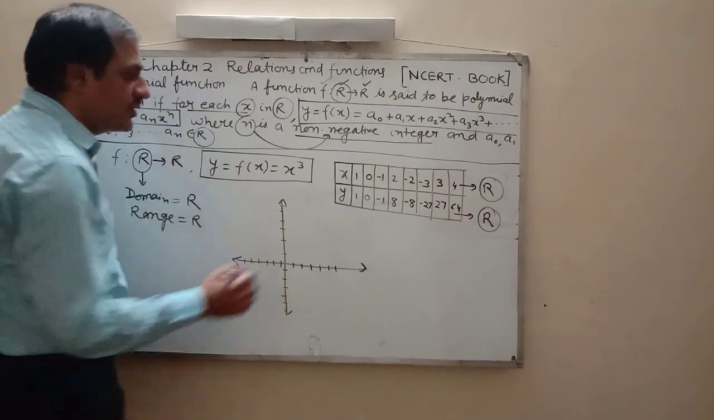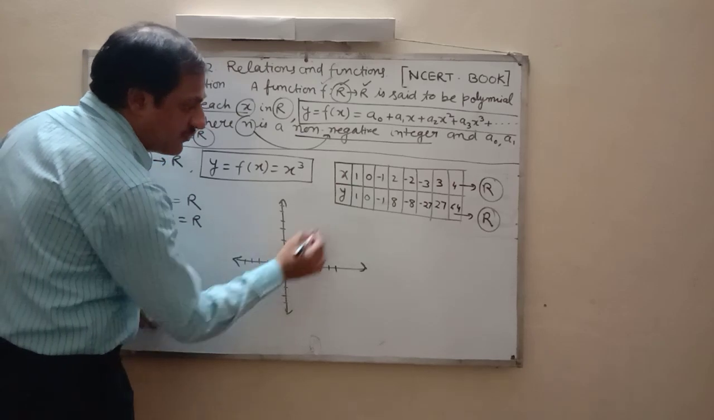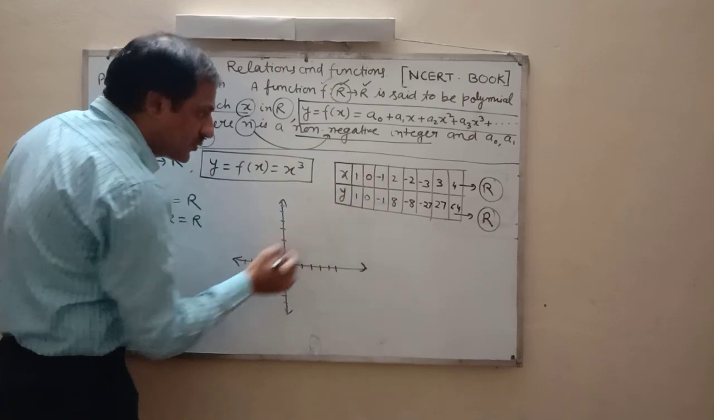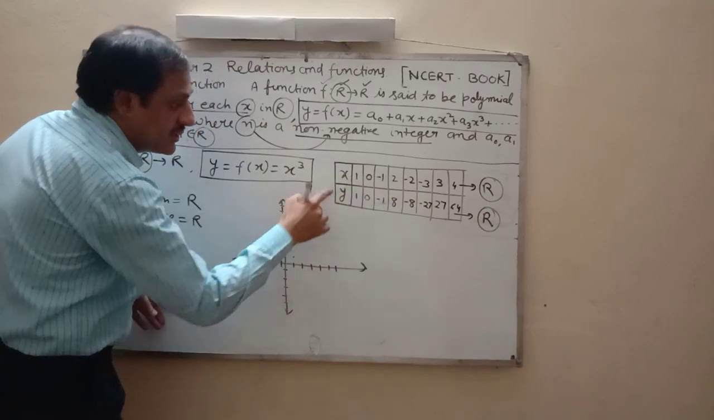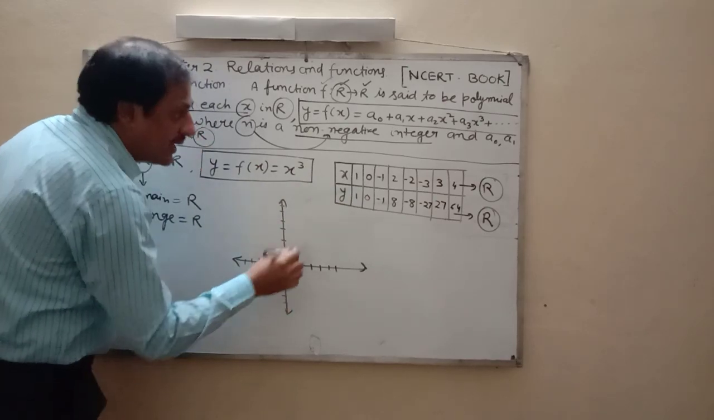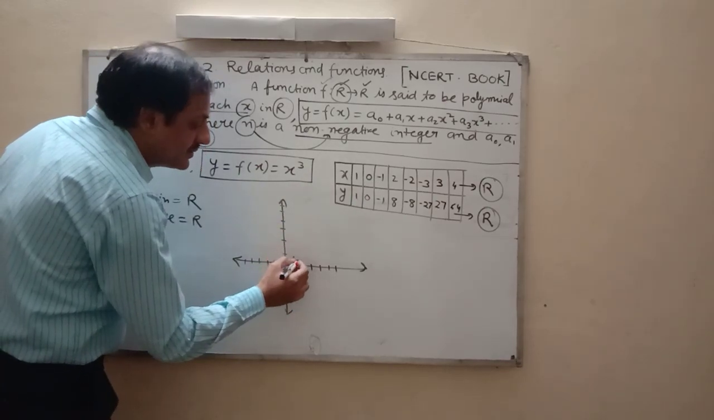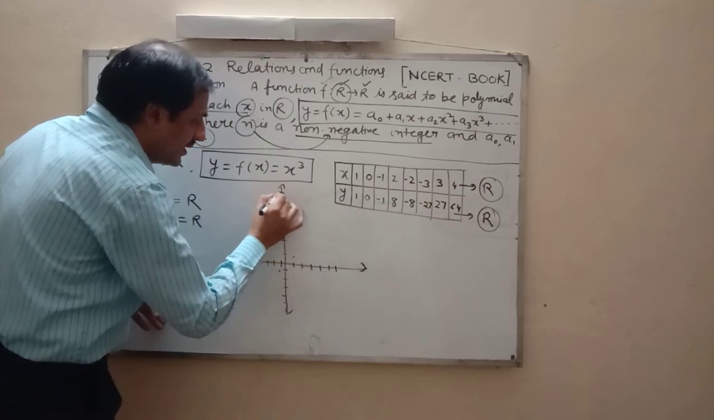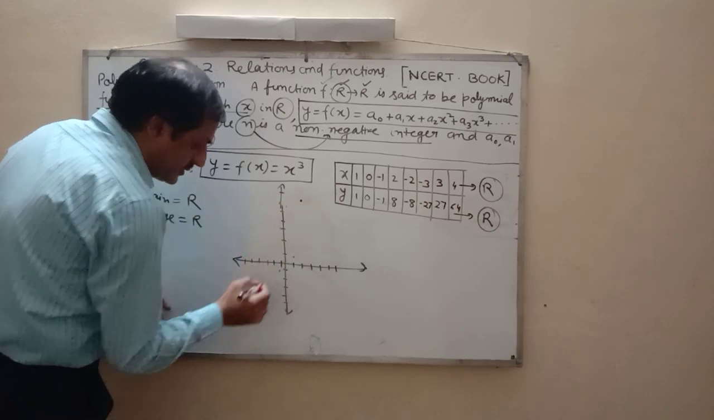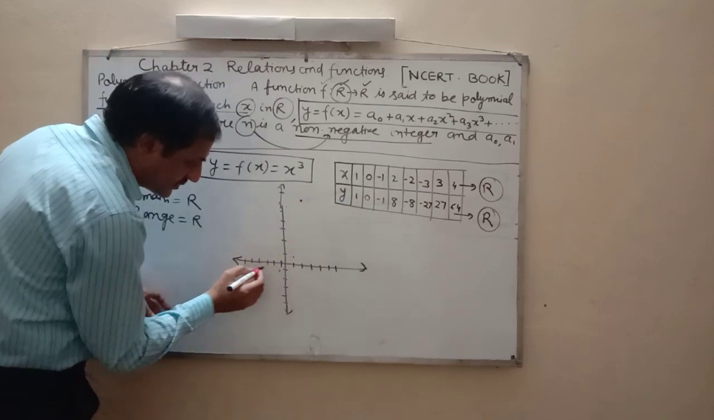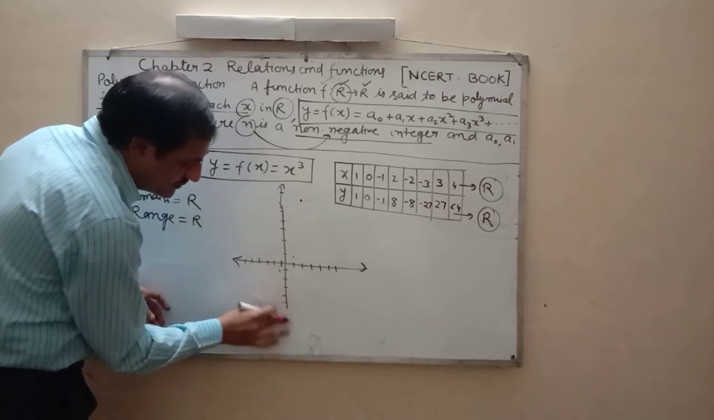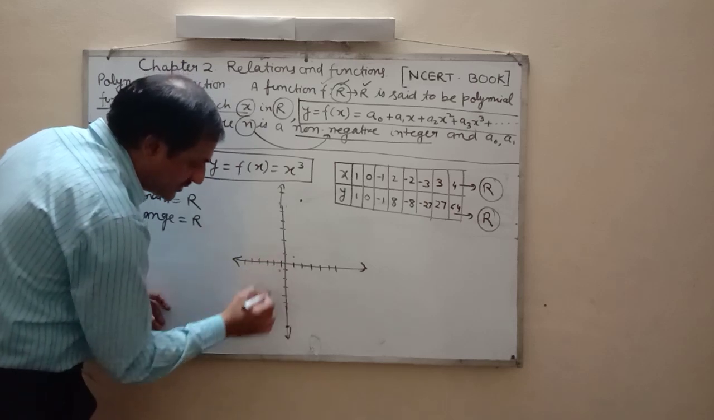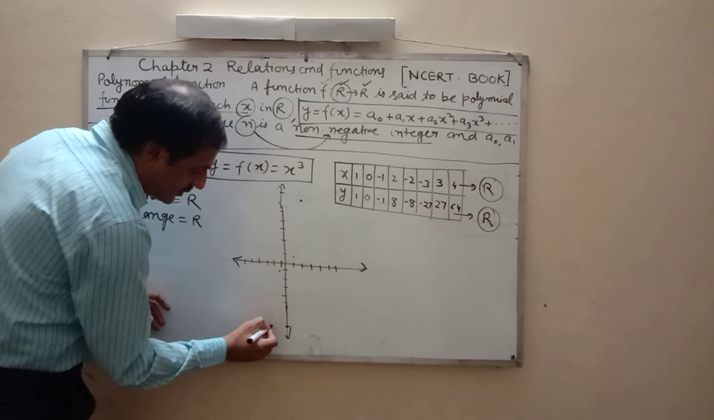If the value of x equals 1, what is the value of y? y is 1. If x equals 0, the value of y is also 0. If x equals minus 1, then the value of y is also minus 1. If x equals 2, the value of y is plus 8, suppose plus 8 is here. And if x equals minus 2, then the value of y is equal to minus 8, suppose minus 8 is here.